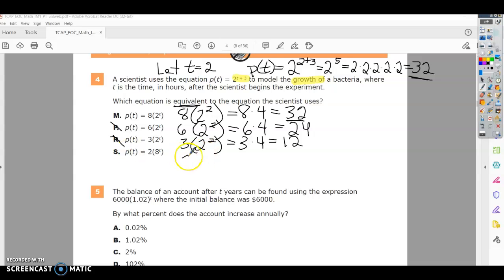All right, and the last one is 2 times 8. And we got to use 2. So I'm going to put the 2nd power. 2 times 8 squared is 64. 64 times 2 is 128. Even if you can't multiply that in your head, you hopefully know it's bigger than 32. So our answer is M.